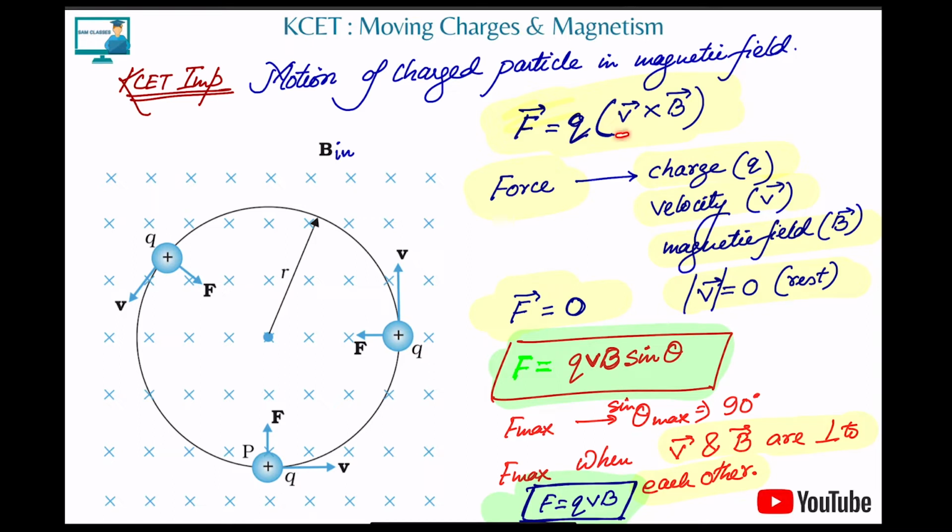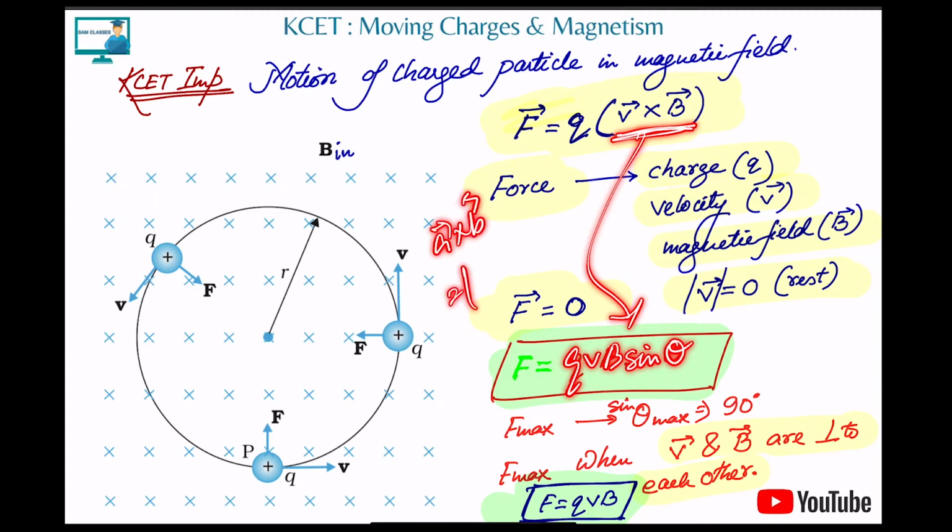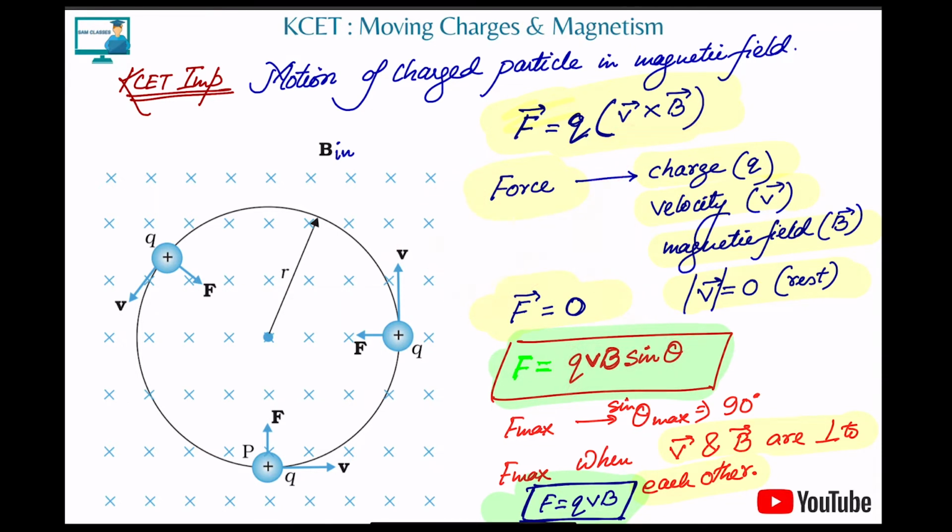Now if we open the cross product, what you'll get? Q into VB sin theta. We already know the formula of A vector cross B vector: mod of A, mod of B into sin theta, and theta is the angle between A and B. So if sin theta is maximum, meaning 90 degrees, the sine value will be maximum, and we'll get the maximum force.